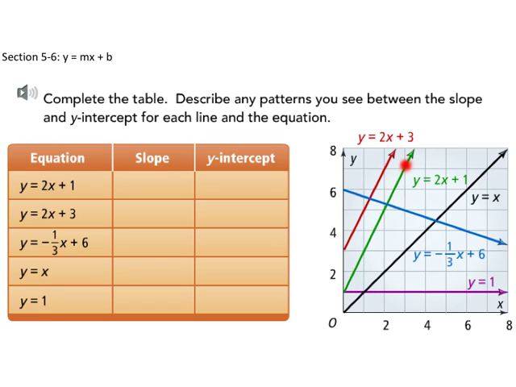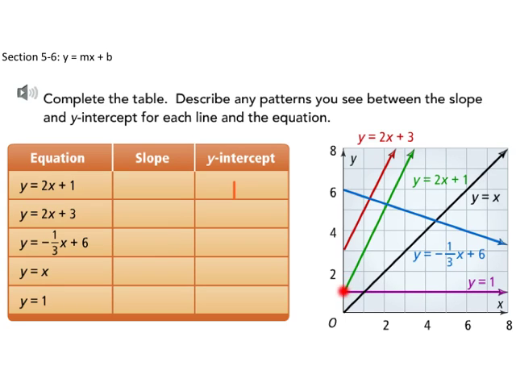So the green line has a y-intercept where it crosses the y-axis, and that occurs right there. And that is at the number 1. So the y-intercept for the green equation is 1. Let's put that in our table. So the y-intercept is 1. And now we're going to take a look at the slope of that line.